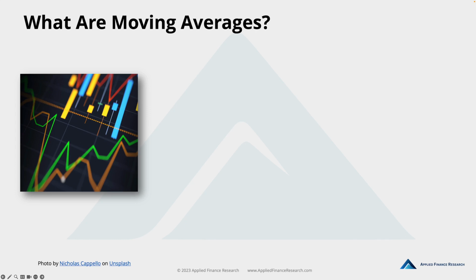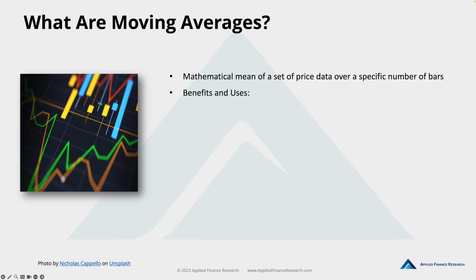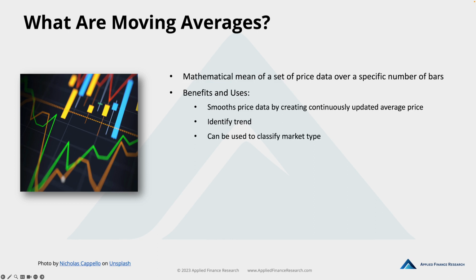So what are moving averages? In their most simple form, moving averages are a mathematical mean of a set of price data over a specific number of bars. There are several benefits and uses of moving averages. They smooth price data by creating a continuously updated average price. They can be used to identify a trend, to classify market type, and to determine support and resistance levels.